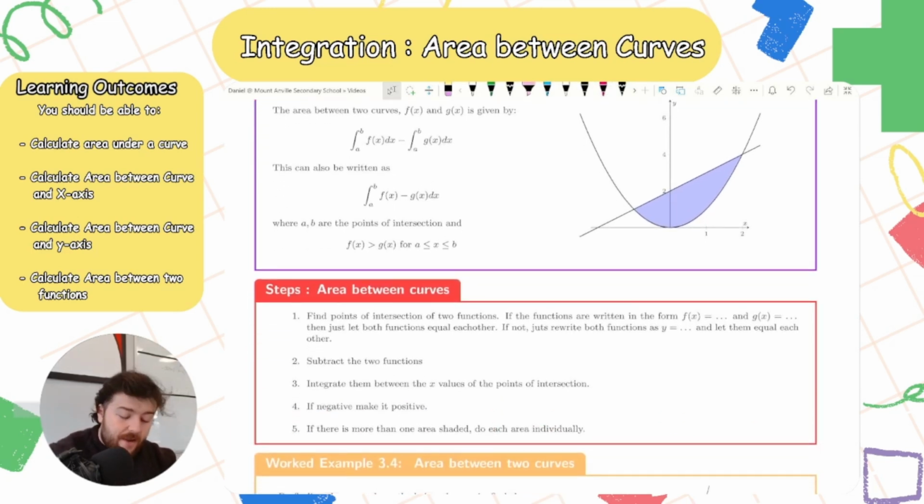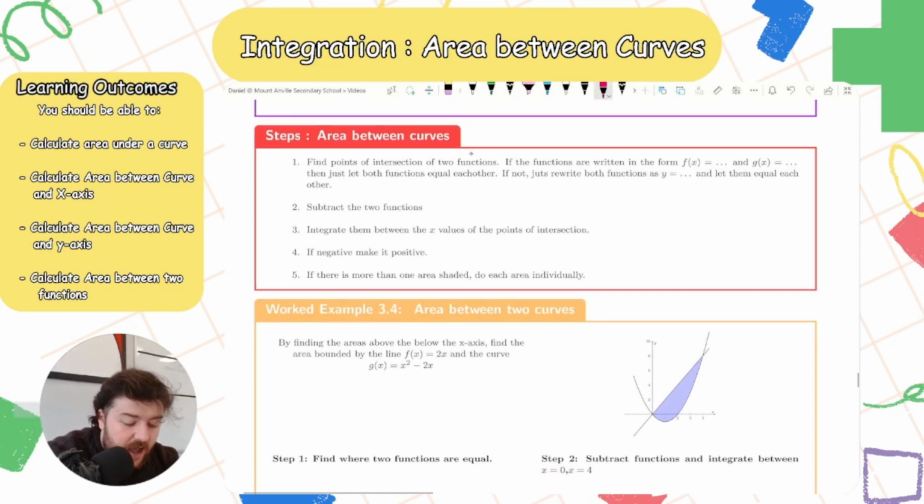So to find the area between two curves, I first need to find the point of intersection of the two functions. If the functions are written in the form f of x equals something and g of x equals something, you just let them equal each other. Easy peasy, lemon squeezy. If they're not written like that, you need to rewrite them in the form y equals something, or f of x equals something, g of x equals something.